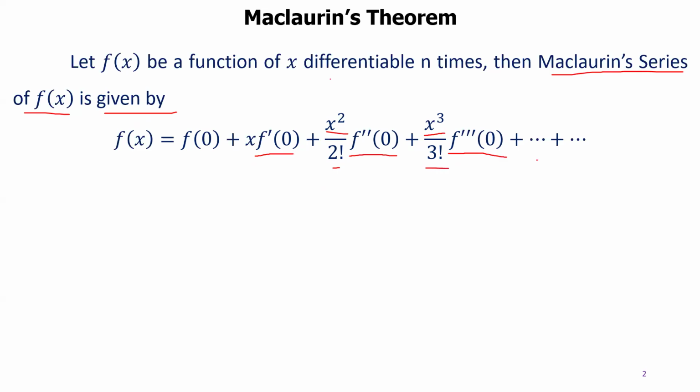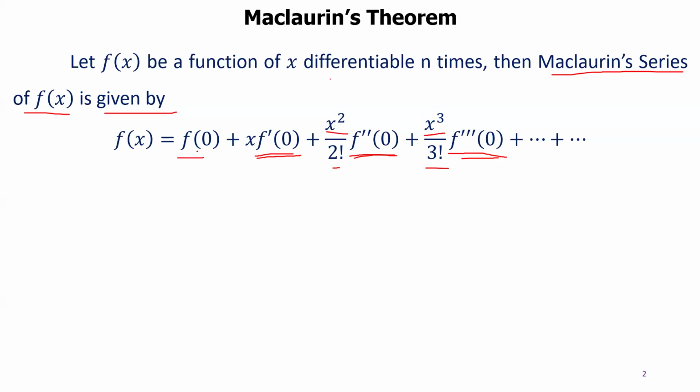This is called Maclaurin series or Maclaurin's theorem, where f of 0, f dash of 0, f double dash of 0, f triple dash of 0 are the functional value of the given function and their derivatives at x equal to 0.